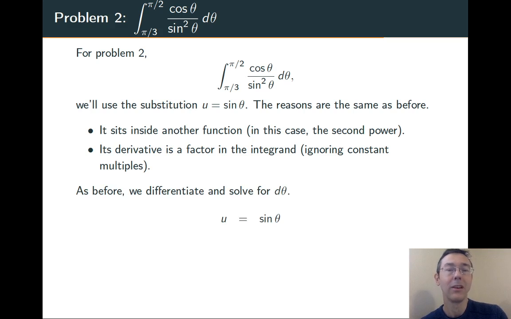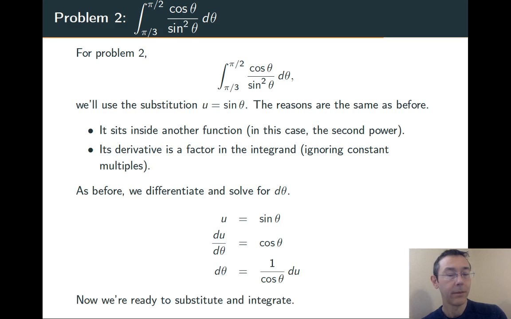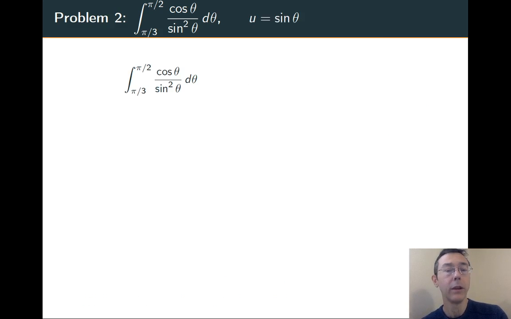Again, we go through the same steps all the time when we do our u-substitutions. After we pick our u, we differentiate and then solve for the differential that's in the integral, in this case d theta. Then substitute in. So that denominator is going to become u squared because u is sine theta. And then d theta becomes 1 over cosine theta times du.